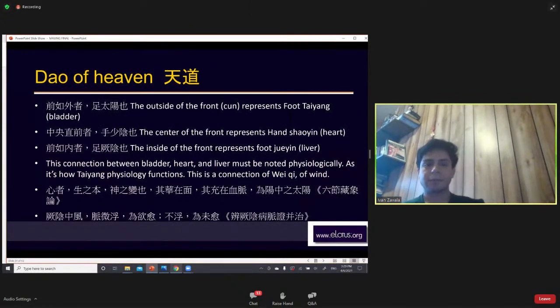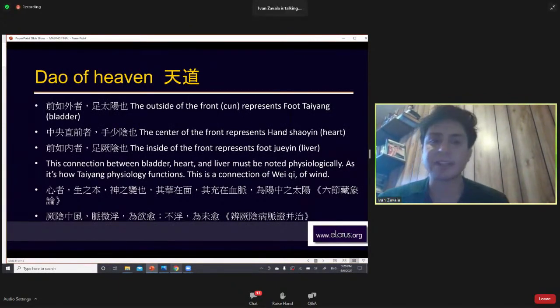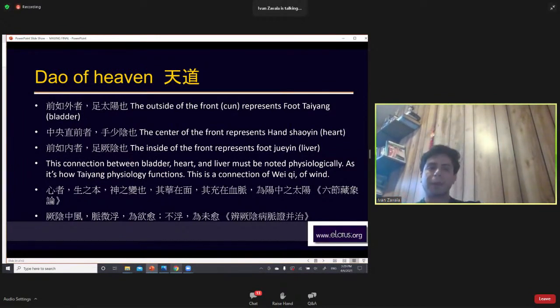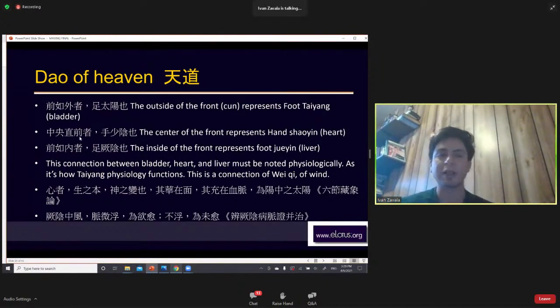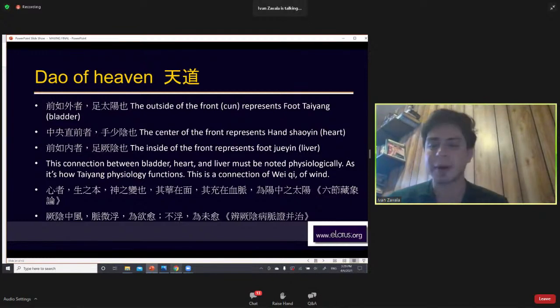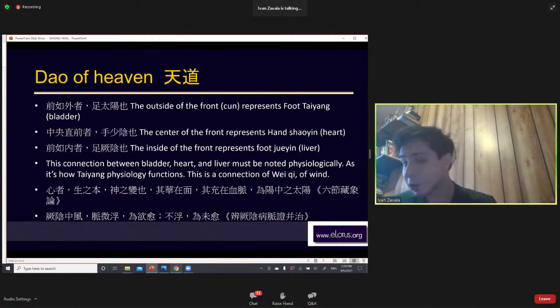So first we'll talk about the first Tao, which we call the Tao of Heaven. The Tao of Heaven, the outside of the front of the chun. Pardon me if I didn't make this the most clear. Sometimes wording this is tricky. It's so clear in Chinese, but when I try to put it in English, sometimes I feel like I didn't do a great job. But hopefully I can explain it better.